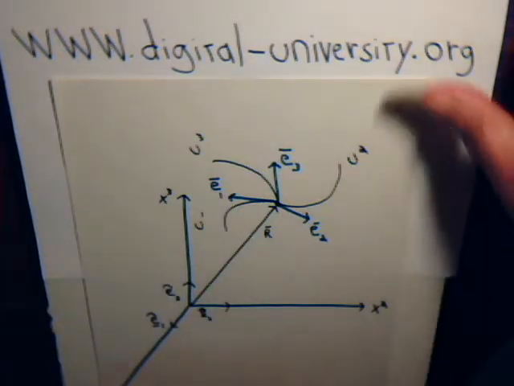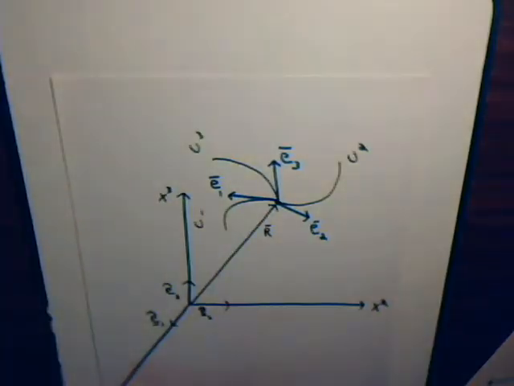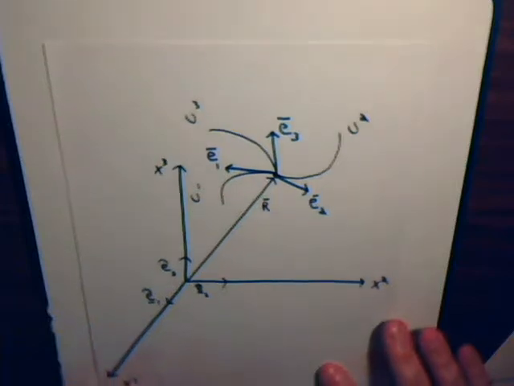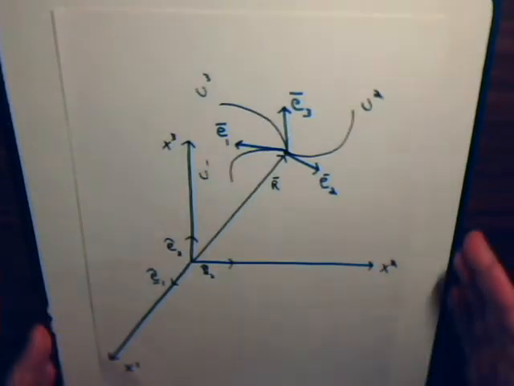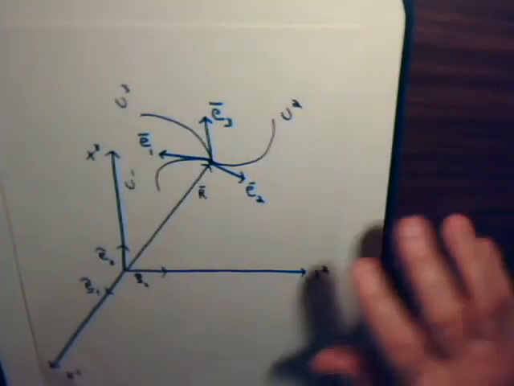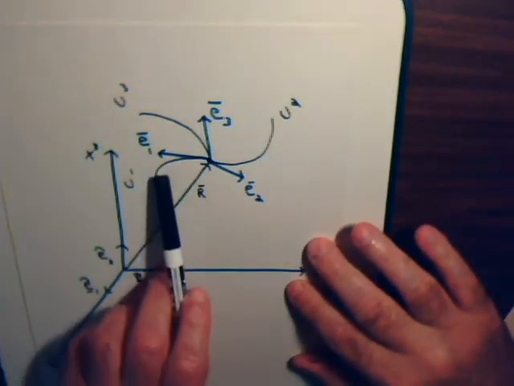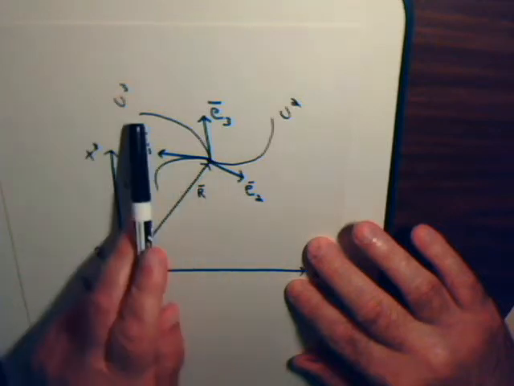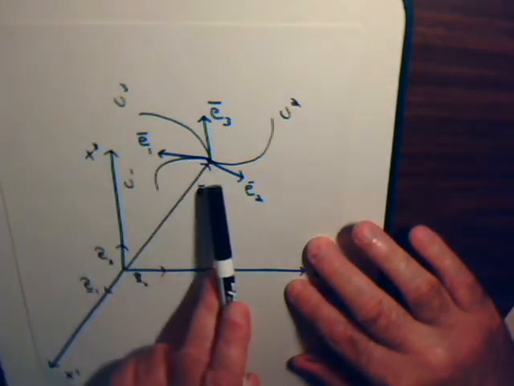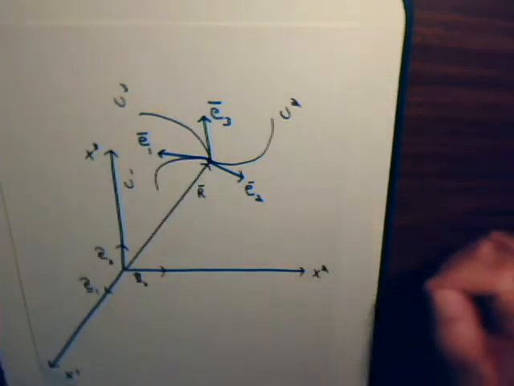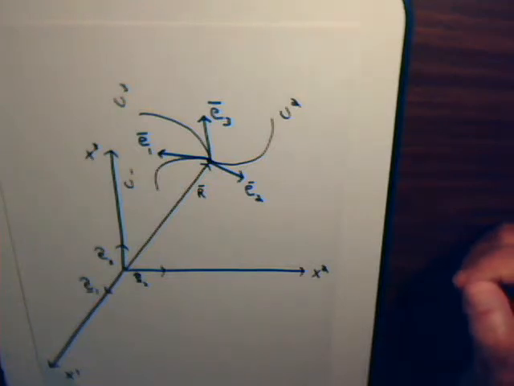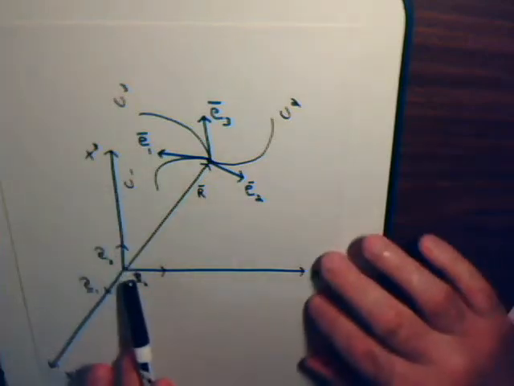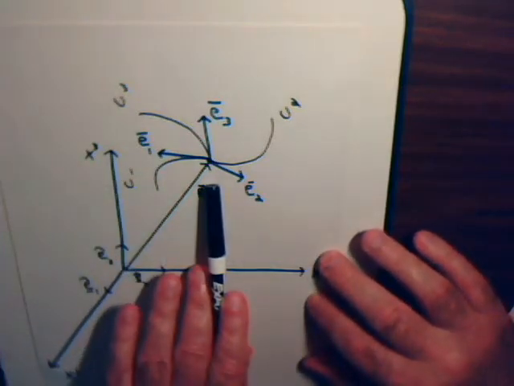digital-university.org. Okay, here we have sketched out a generalized curvilinear coordinate system, where here is one curvilinear coordinate axis, u1, another one u2, and another one u3, and here is some point P out in space. And then we have a set of Cartesian coordinates with a position vector r.